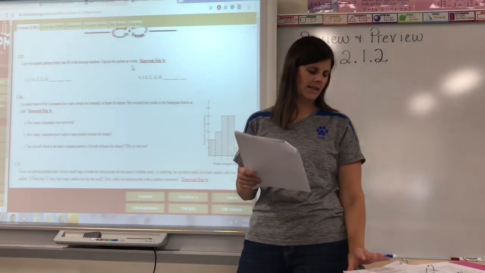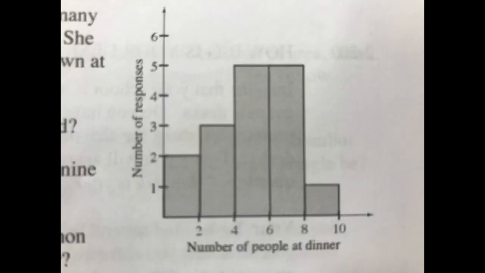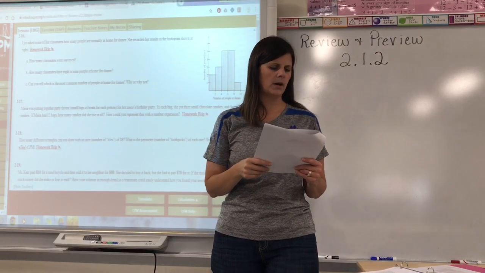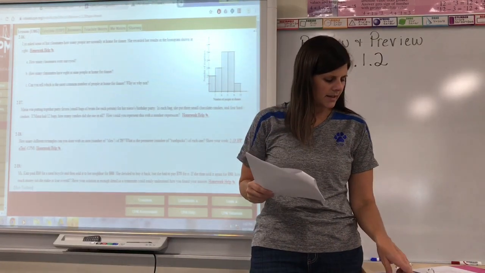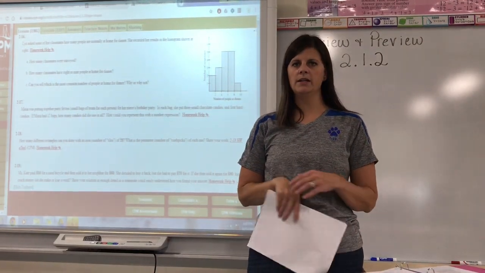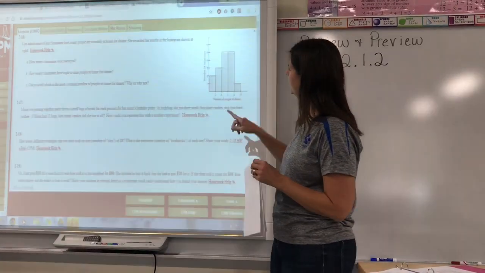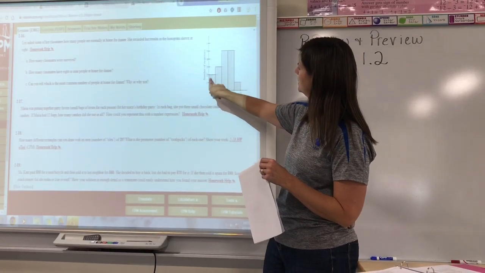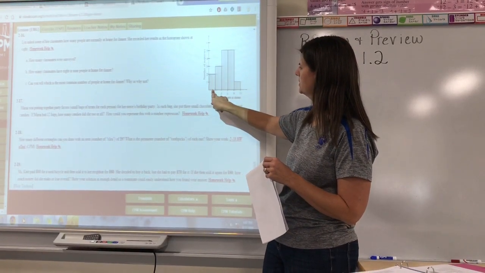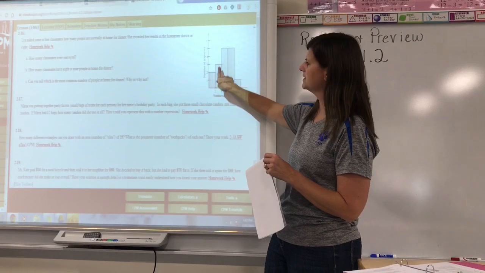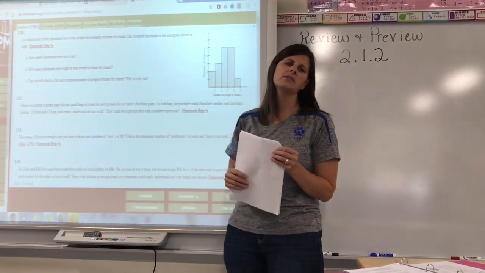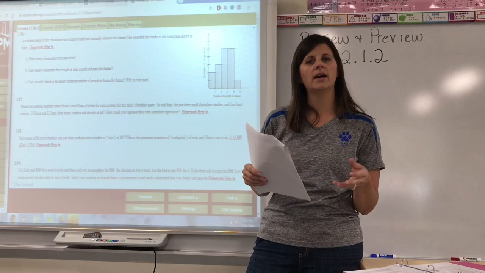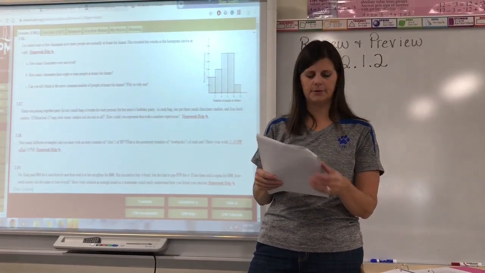For question 16, they show us a histogram, which is the number of people that are normally at home for dinner. For part A, it's asking how many classmates were surveyed. You're going to get that from the height of each of these bins. Remember, each bar is called a bin. This one goes up to 2, so this particular bin represents 2 people. This one represents 3 different people. So part A asks you to consider all of them and find out how many there are all together.